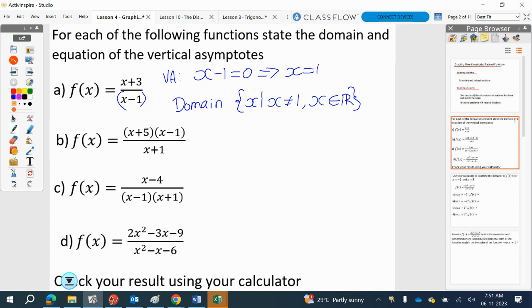Let's try this one. So again, vertical asymptote is given by x plus 1 equals 0, which gives x equal to -1. So the domain looks fairly similar. What are going to be the vertical asymptotes of number C? What will the vertical asymptotes be, please?